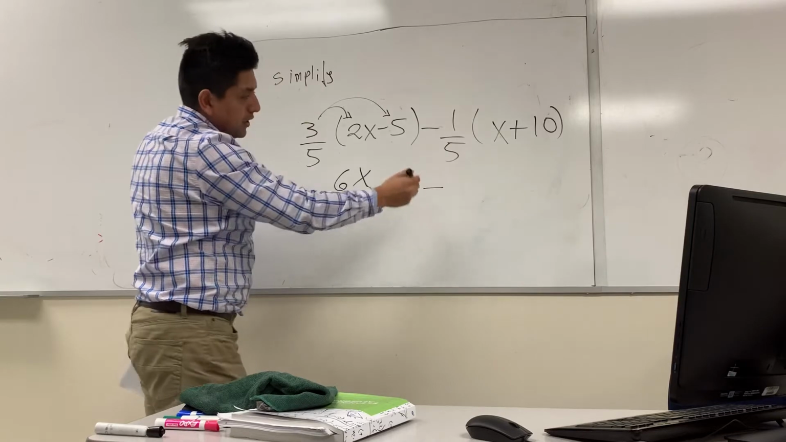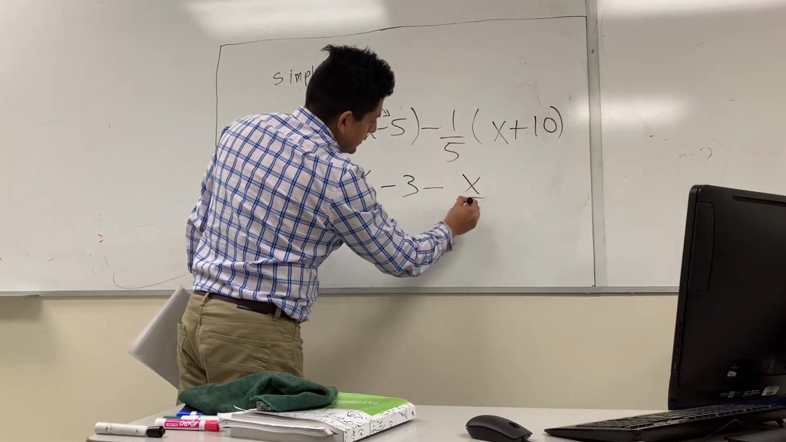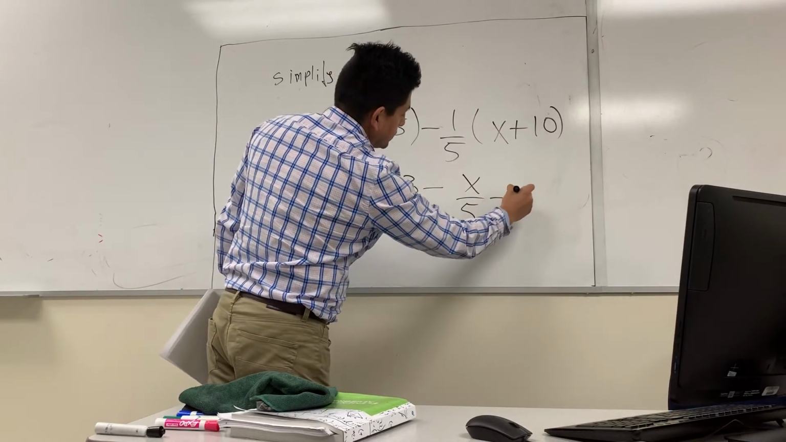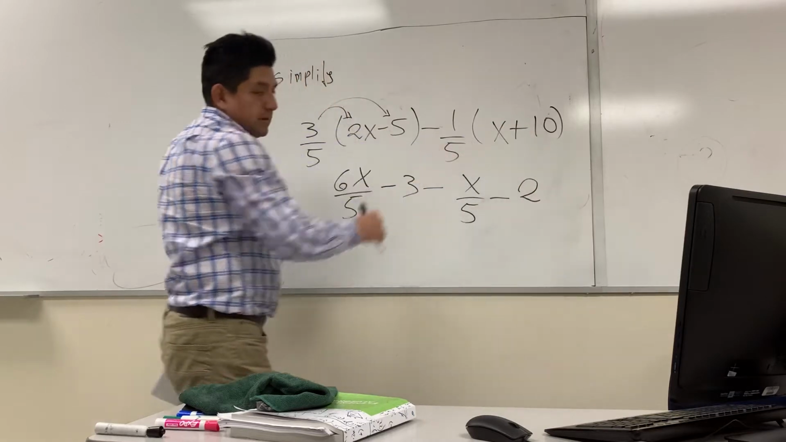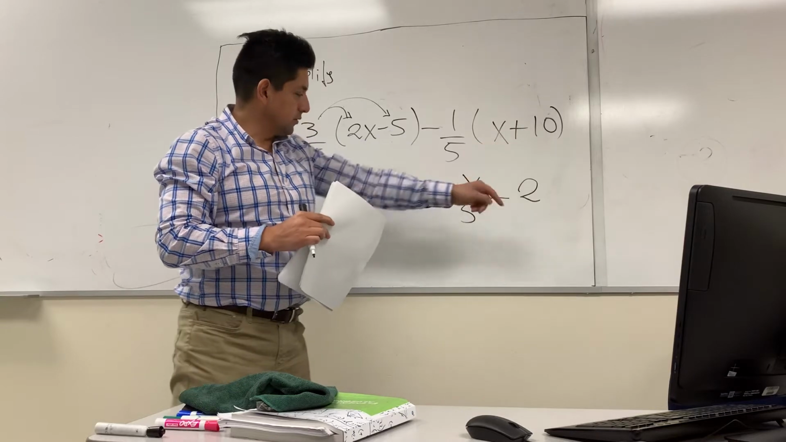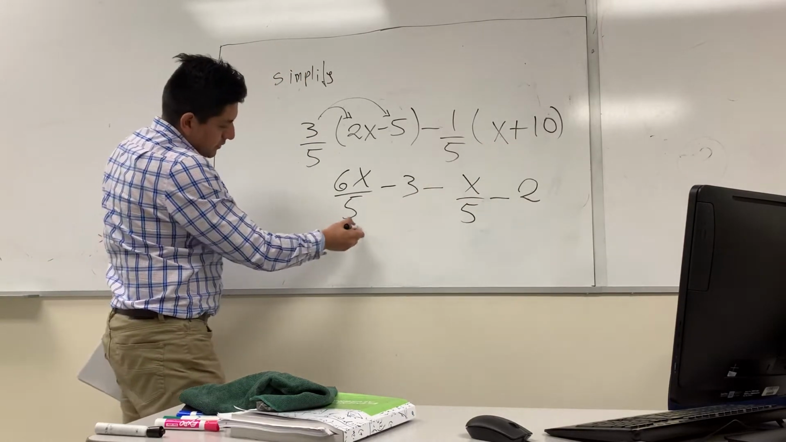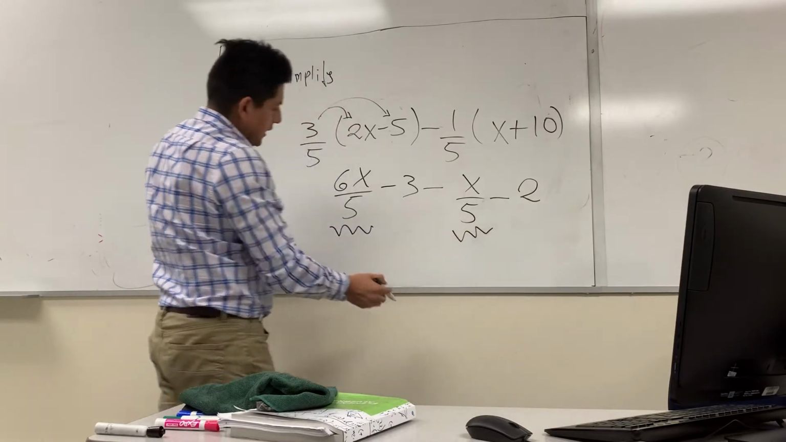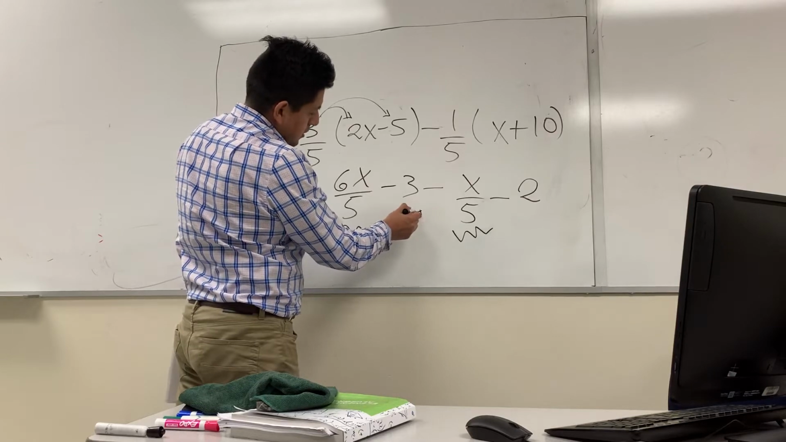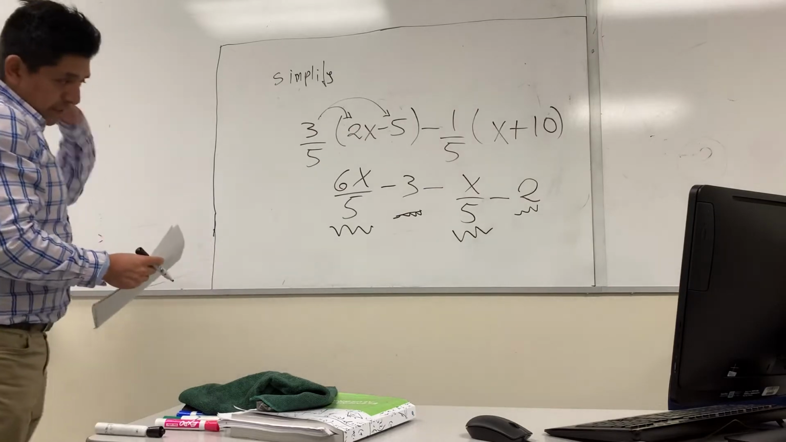I do the same thing right here. 1/5 times x is x over 5, and 1/5 times 10 will be minus 2, because 10 divided by 5 is 2. And the negative changes the positive to a negative. So at this point, we combine like terms. This term is like this one because both of them have an x, and this -3 with this -2 will be combined to become -5.